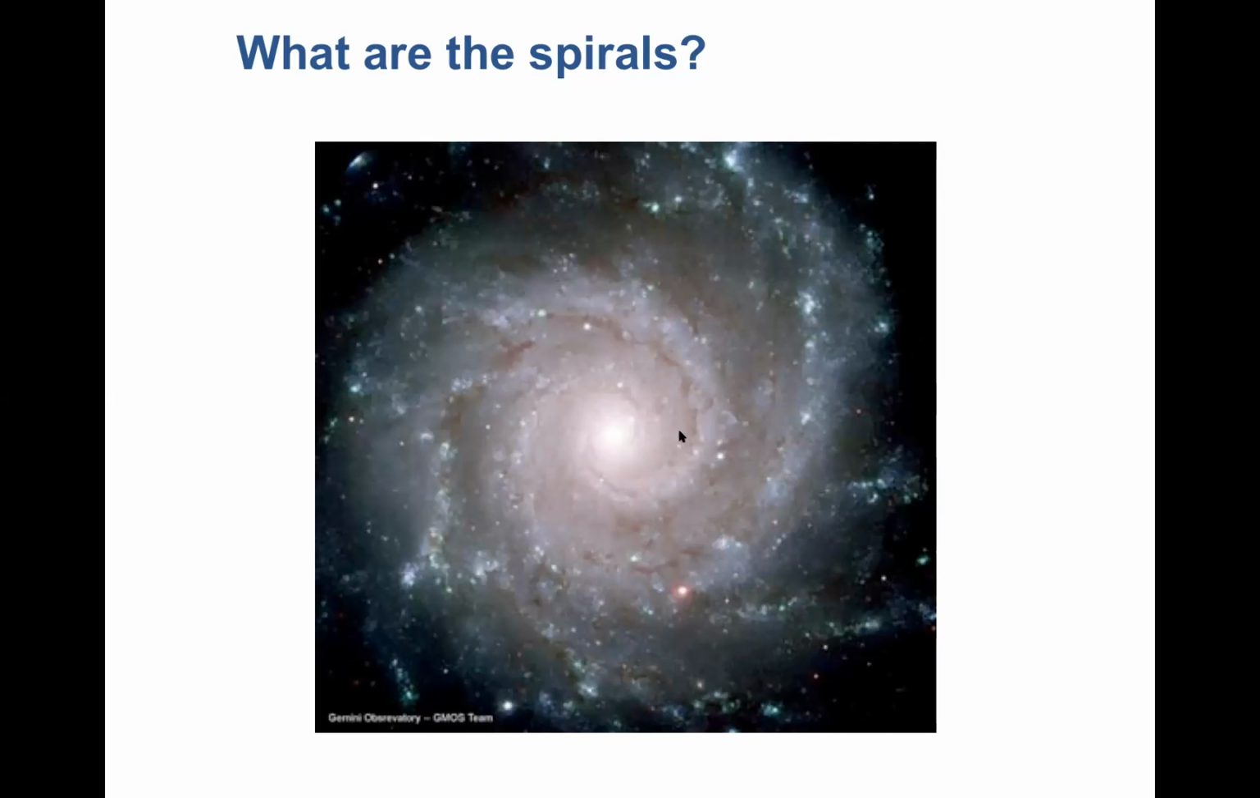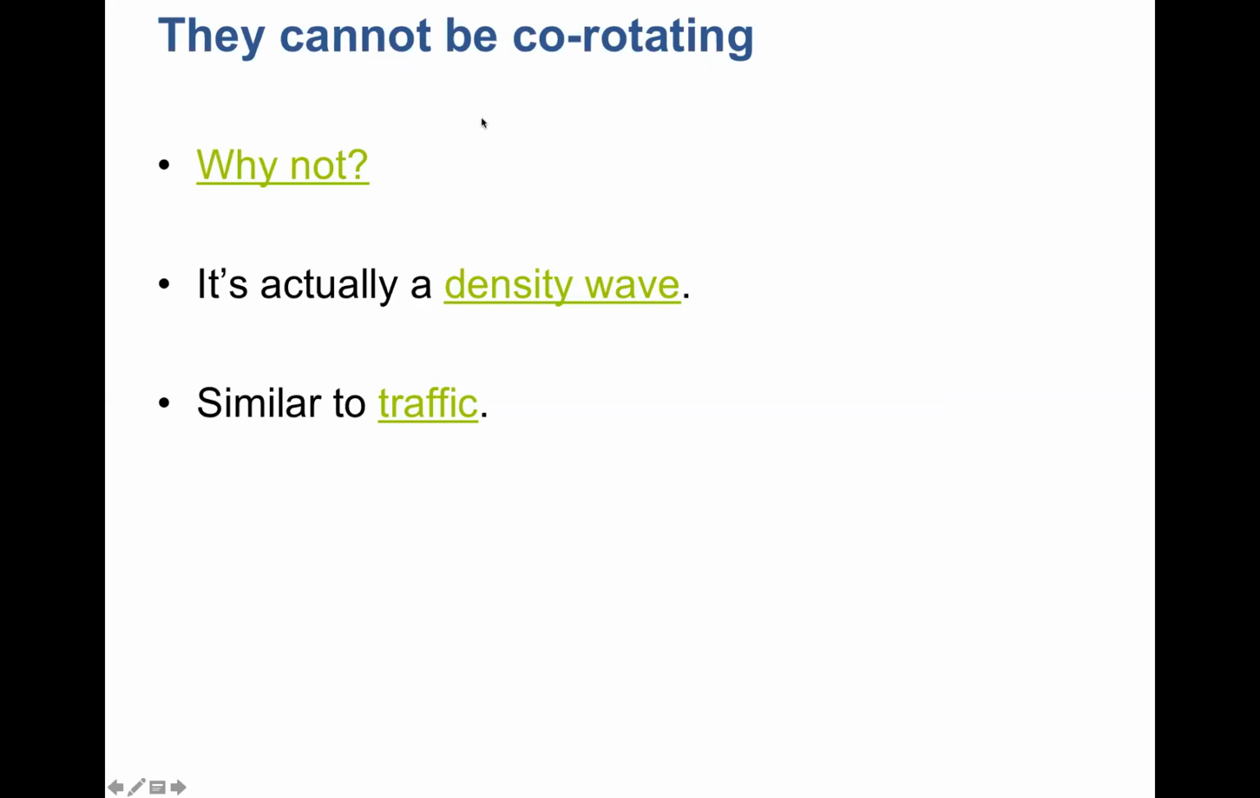It might be obvious that if you just start with two bars, let's say out to the side, that eventually it's going to wind up and look like a spiral. But that can't be the whole story. In other words, they can't be co-rotating, meaning the spiral arms can't be fully rotating with the stars. Let's first think about why that is the case.